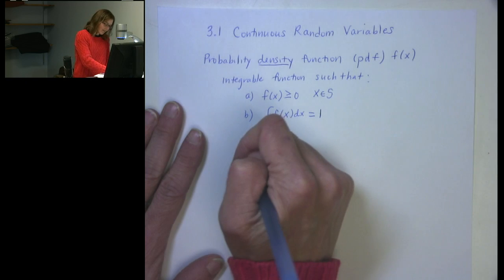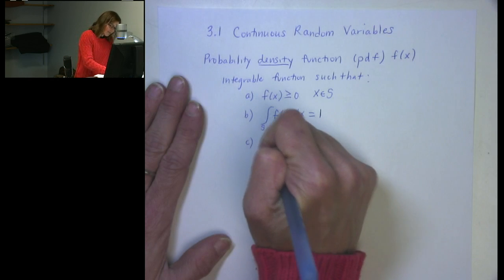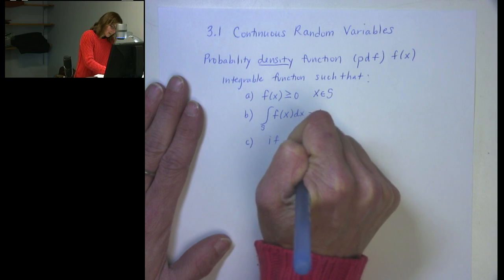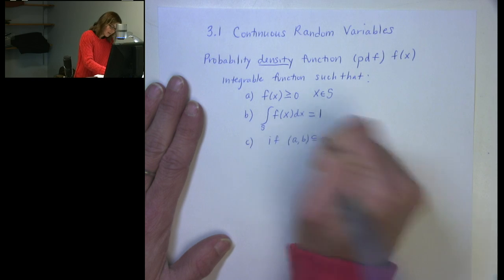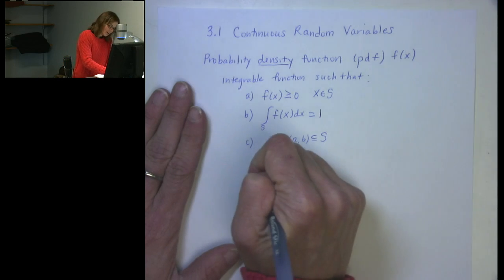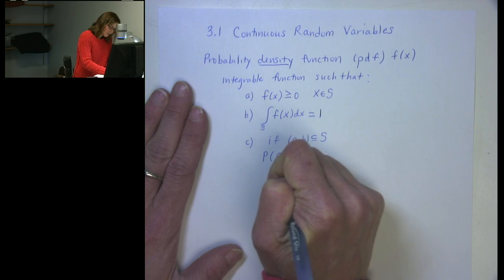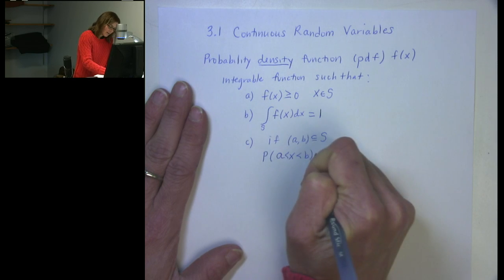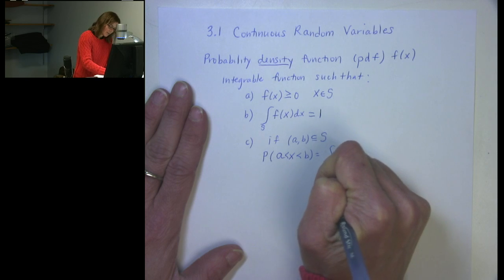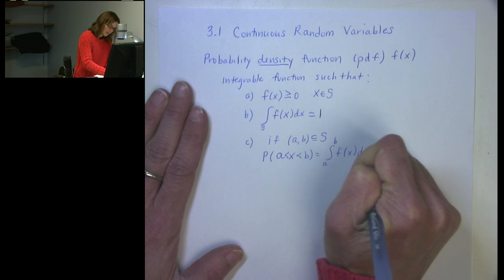And then the third condition is going to focus on how we define probability using probability density functions. If the interval from a to b is a subset of the support, then we can find the probability that our random variable x takes on a value between a and b by integrating from a to b our probability density function f of x with respect to x.